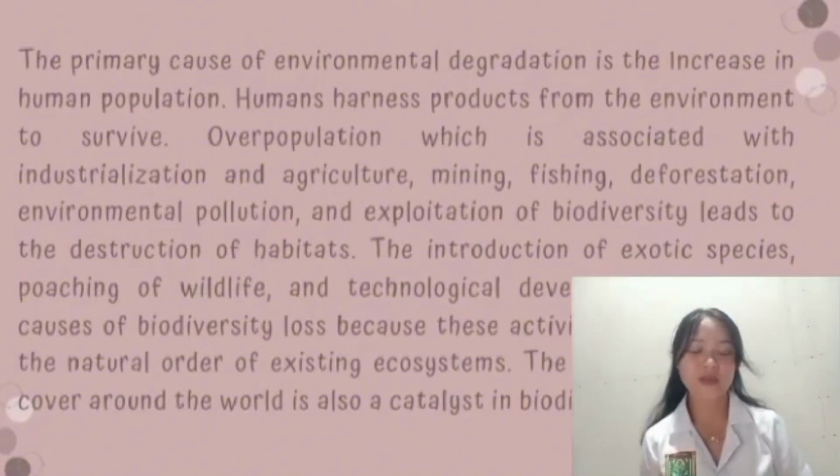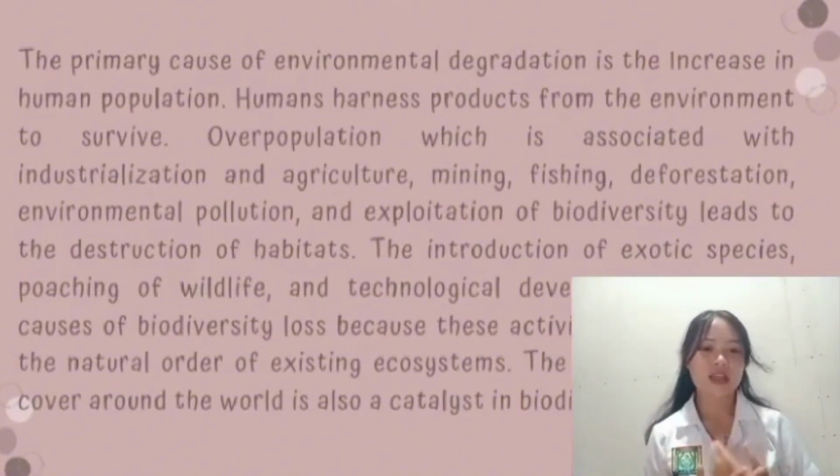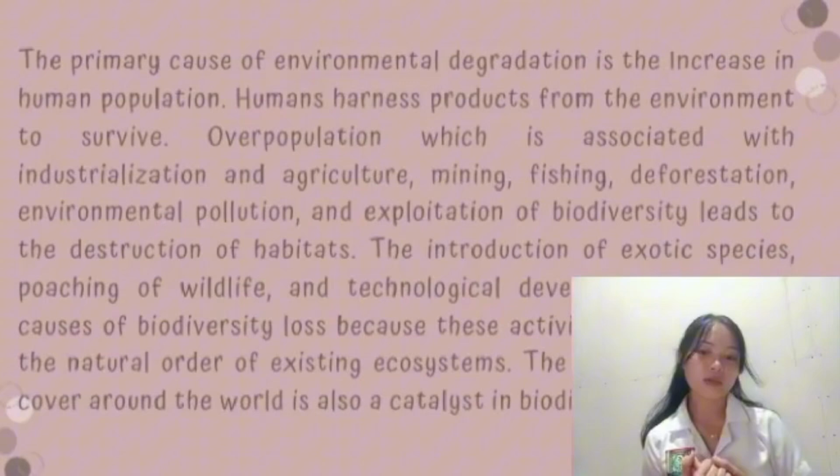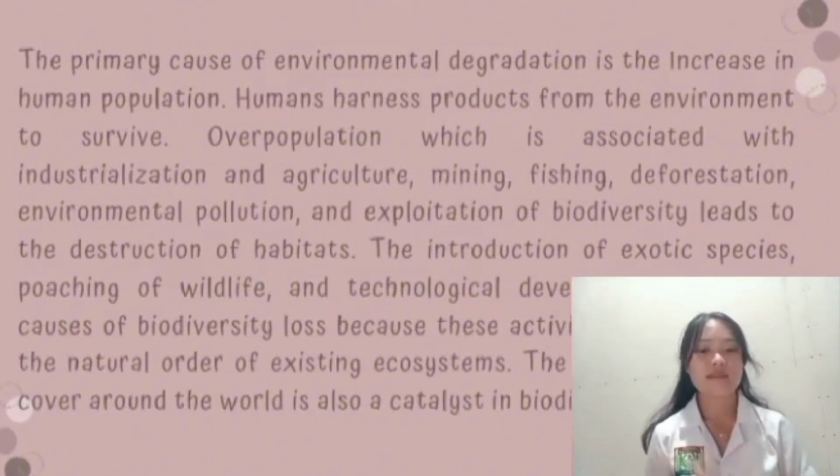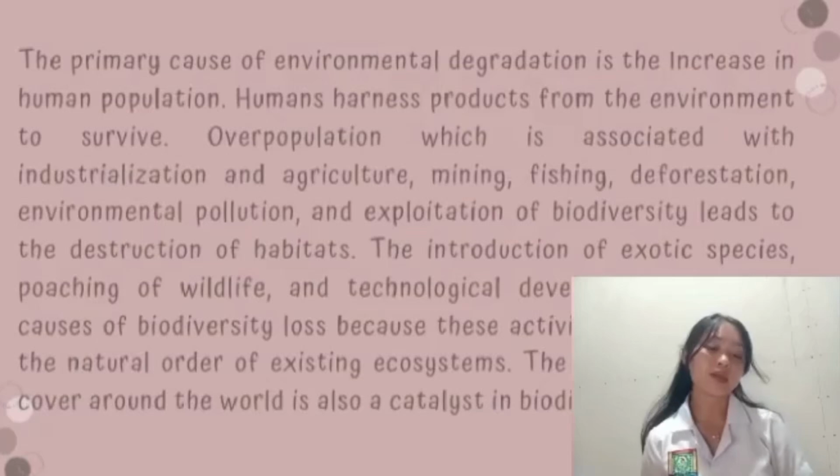So, the main reason why the environment is getting worse is that there are too many people on this earth, and of course, we humans need to use the earth's resources like water, land, and animals to survive. But when there are too many of us, we use up these resources faster than they can be replaced. And of course, this leads to pollution, deforestation, and the loss of animals and plants. So, we have to take care of our planet and find ways to use the Earth's resources wisely to protect it for future generations.